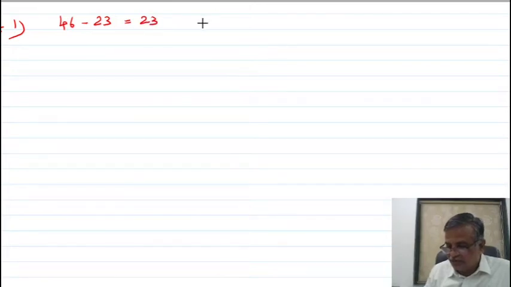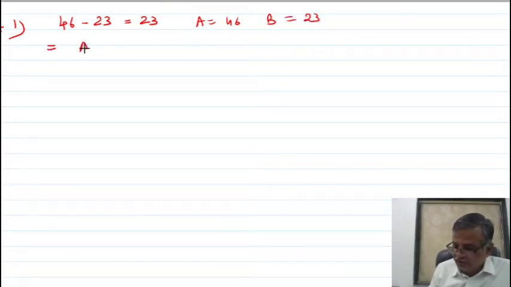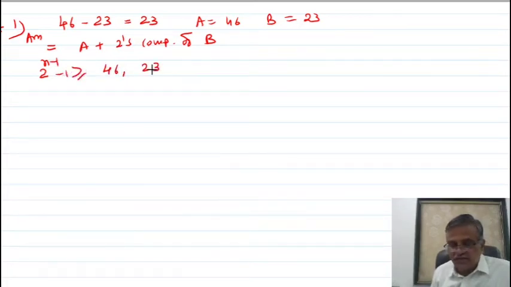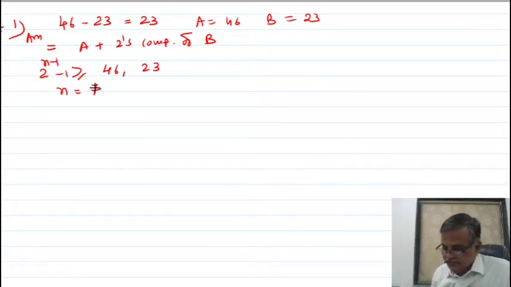First, 46 minus 23 we want to do. So the answer is 23. A is 46, B is 23. You know it is A plus 2's complement of B. First we will write this equation: 2 raised to n minus 1 greater than 46 and 23. So the number of bits n is 7.